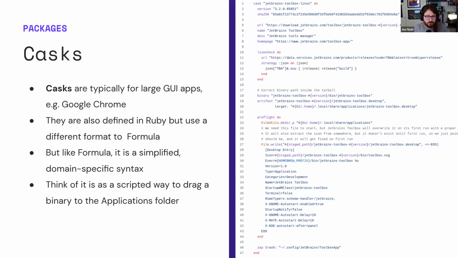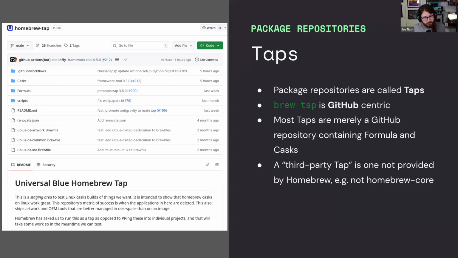And much like formulas, there is an official Homebrew cask repository that has loads of existing casks that you can go and check to see how they're doing things. And those repositories are called taps. So in Homebrew parlance, a tap is a repository, usually a GitHub repository. Homebrew does tend to be GitHub-centric because of where it's come from. It's an open source ecosystem.